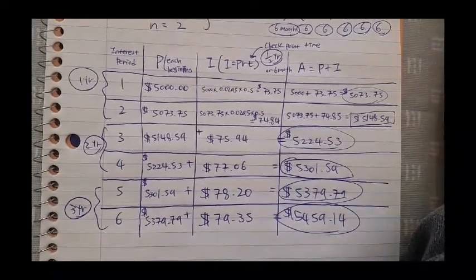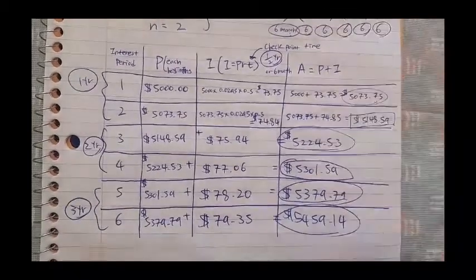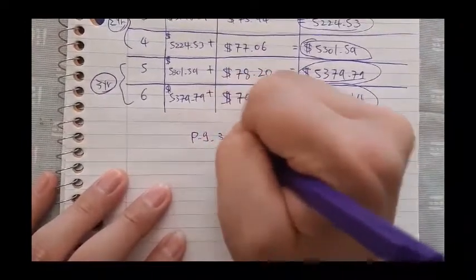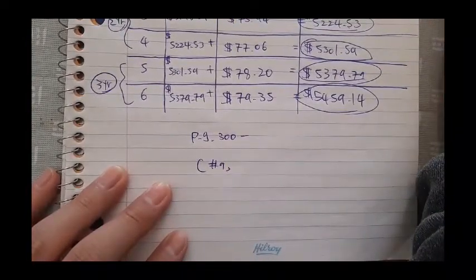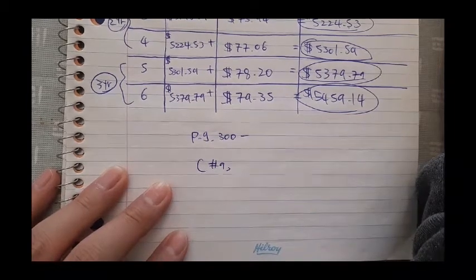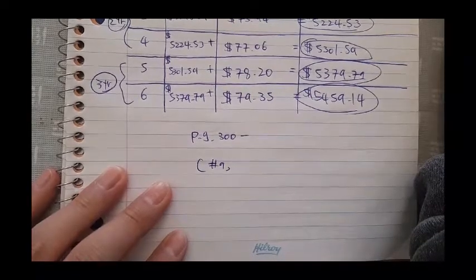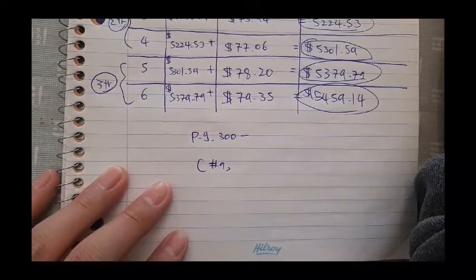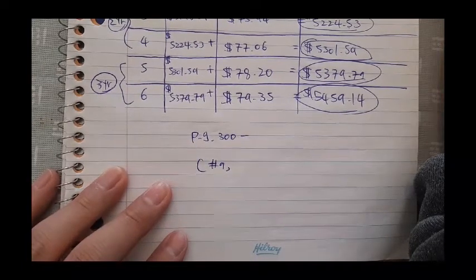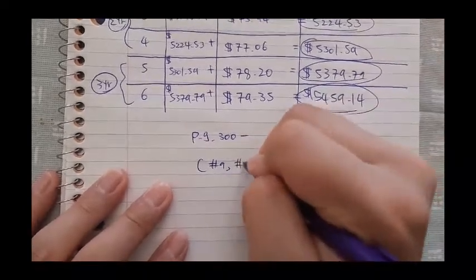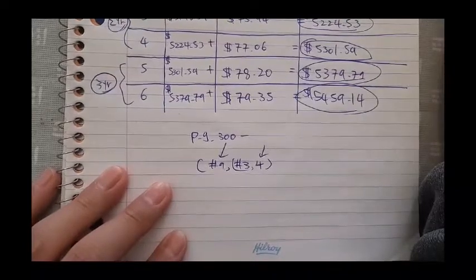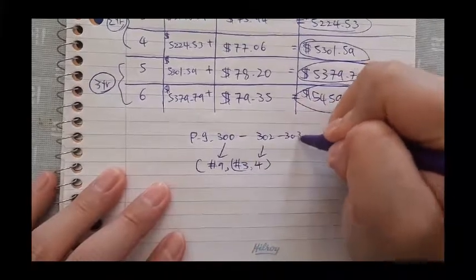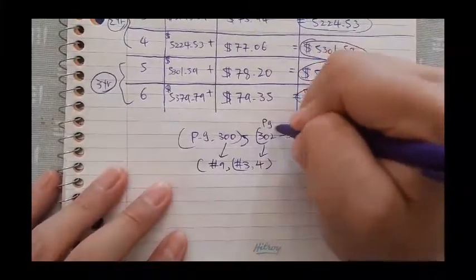Your to-do list for today is basically giving a shot at question number 9, page 300. And then number 3 and 4. This is on page 300. That one is on pages 302, 303. That's your to-do list for today.